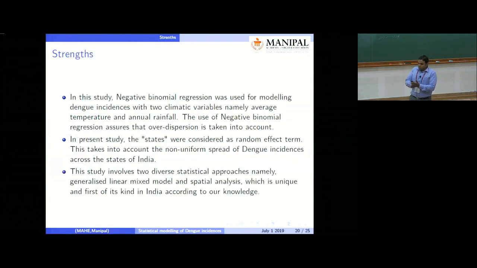So, strengths of the study. This study is a unique blend of two diverse statistical concepts, which are a generalized linear mixed model and a spatial analysis. And we used a negative binomial regression so that the overdispersion is taken into account. And also we designated the states as a random effect so that this takes into account the non-uniform spread of dengue incidences across the states of India.